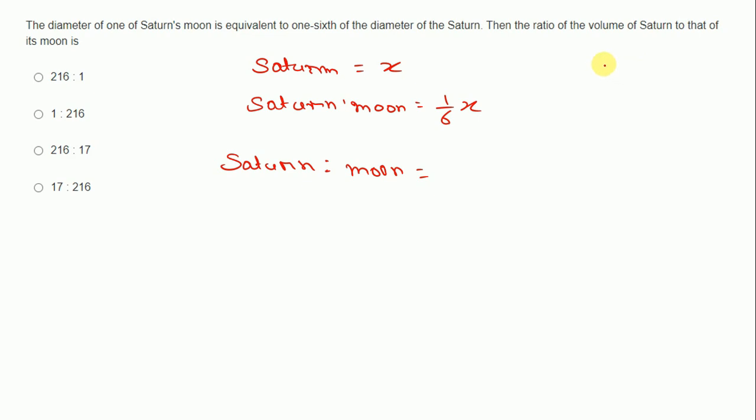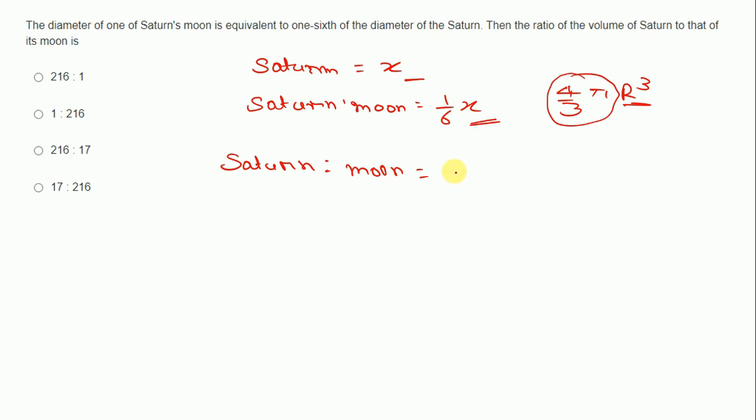So the formula for calculating the volume of a sphere is 4 by 3 pi r cube. But we are not going to consider this constant part. We have to simply focus on r cube. And r will be what? r will be x for Saturn and x by 6 for the moon.